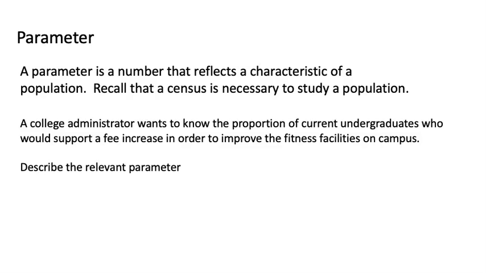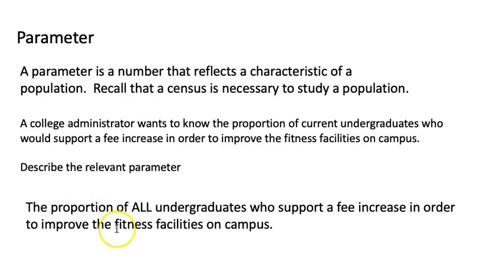So that's the relevant parameter that we're interested in. Proportion of all undergraduates who support a fee increase in order to improve the fitness facilities on campus. That would be the parameter. Again, looking at all undergraduates. But to get that would require a census. We would have to ask every single undergraduate on campus.